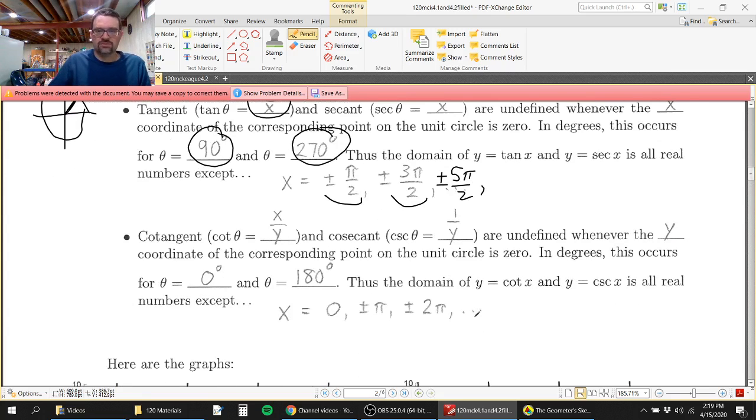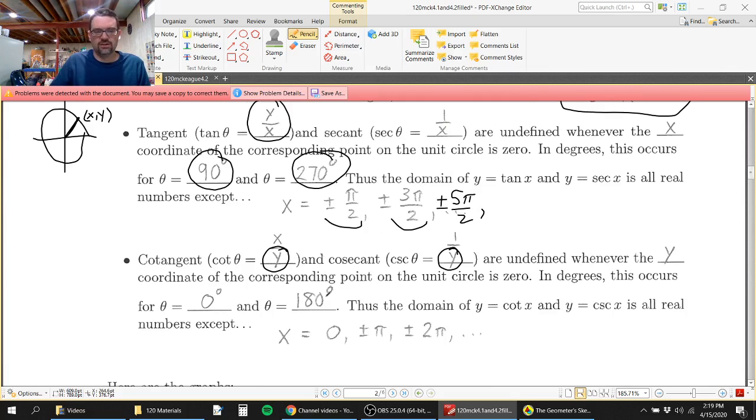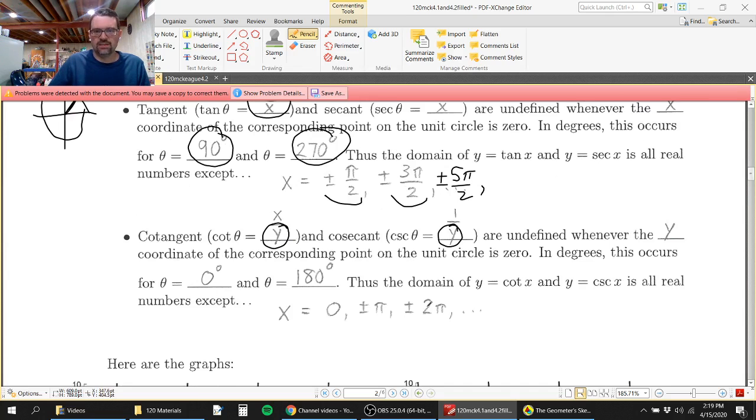Similarly, for cotangent and cosecant, they have a y on the bottom, so they are undefined when you get a 0 for the y coordinate, and that happens at 0 degrees and 180 degrees around the unit circle. So you can plug anything into cotangent and cosecant except for the ones that give you a y coordinate of 0, and that is 0 and then plus or minus 180 degrees or pi radians, 2 pi, and then it actually goes 3 pi, plus or minus 4 pi, 5 pi, etc.